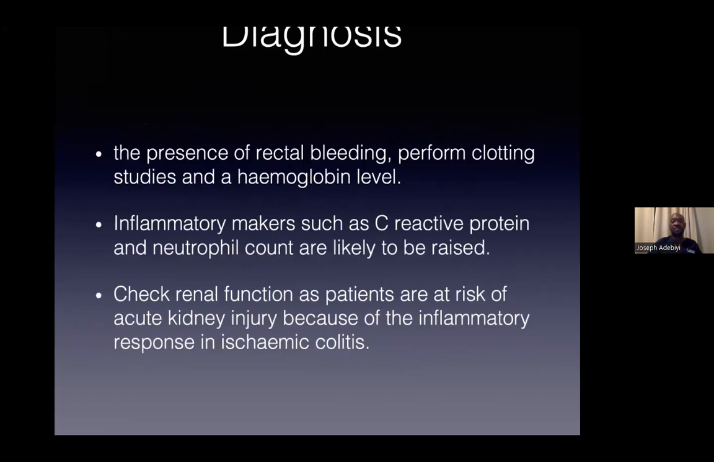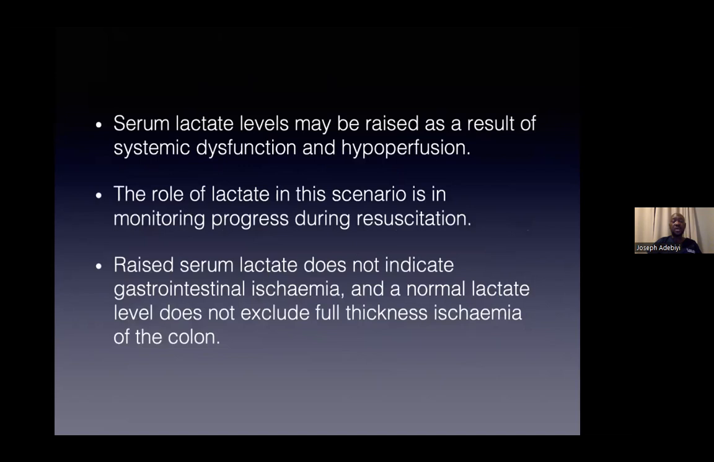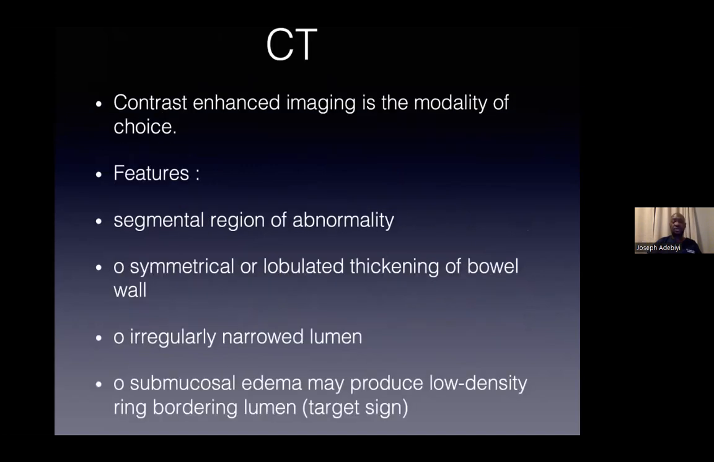So when you investigate the patient, usually you take a proper history, and inflammatory markers may be raised in this patient, with raised CRP and neutrophil count. You also need to check your renal function, because sometimes with systemic involvement, you may have acute kidney injury. You want to check your hemoglobin and your clotting profile. You also want to check your serum lactates, which helps you to determine the severity of the systemic involvement, as well as to help you determine recovery and monitor the patient.